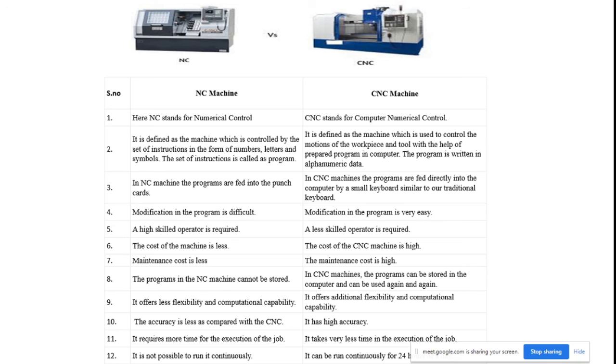The programs in the NC machine cannot be stored. In a CNC machine we can store them with a memory device, retrieve the data and actuate the machine. It offers less flexibility and computational capability in an NC machine, but the CNC machine offers additional flexibility and computational capability. Also, the NC machine gives low accuracy, while the CNC machine produces high accuracy components. And the NC machine does not operate continuously, but the CNC machine can operate continuously in mass production areas.